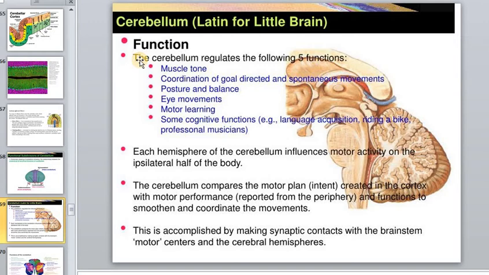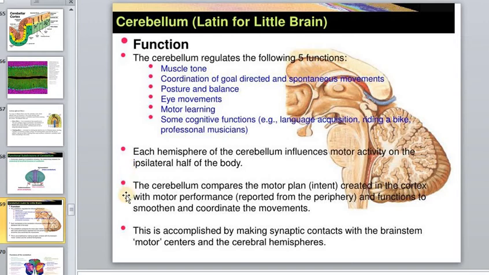And functions: the cerebellum in general regulates the following five functions of the body: muscle tone, coordination of goal-directed and spontaneous movement, posture and balance, eye movement, motor learning, and some cognitive functions like language and riding a bike, professional some motions. And each hemisphere of the cerebellum influences motor activity on the ipsilateral half of the body.